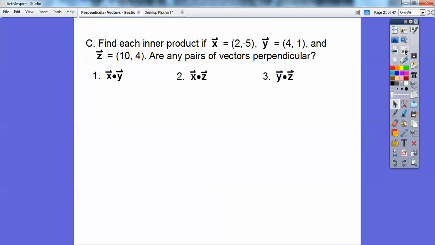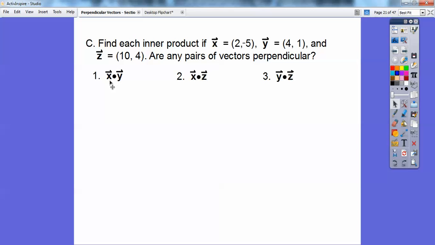So here we go. Let's try one. Find the inner product of each, given those vectors having the terminal spots. So the vector x has the terminal spot 2, negative 5, and vector y is 4, 1. Vector z has a terminal spot 10, 4. So that just means it goes over 10, up 4. This goes over 2, down 5. So that's what this vector does.